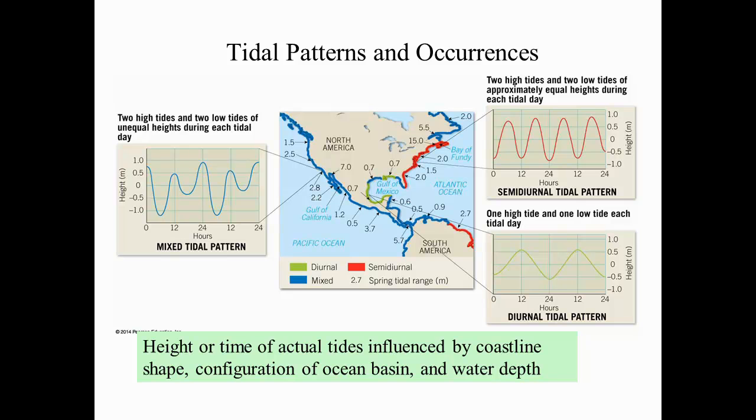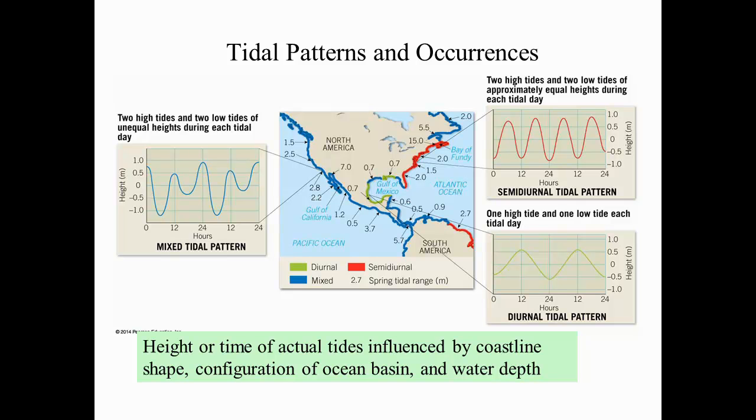There's also what's called the diurnal tidal pattern, where we get just 1 high tide and 1 low tide each tidal day. And a diurnal pattern tends to occur along parts of the Gulf Coast that are color-coded green. So the overall height or time of the actual tides are influenced by such things as the coastline shape, the overall configuration of the coastal ocean basin, and also the water depth near the shore.